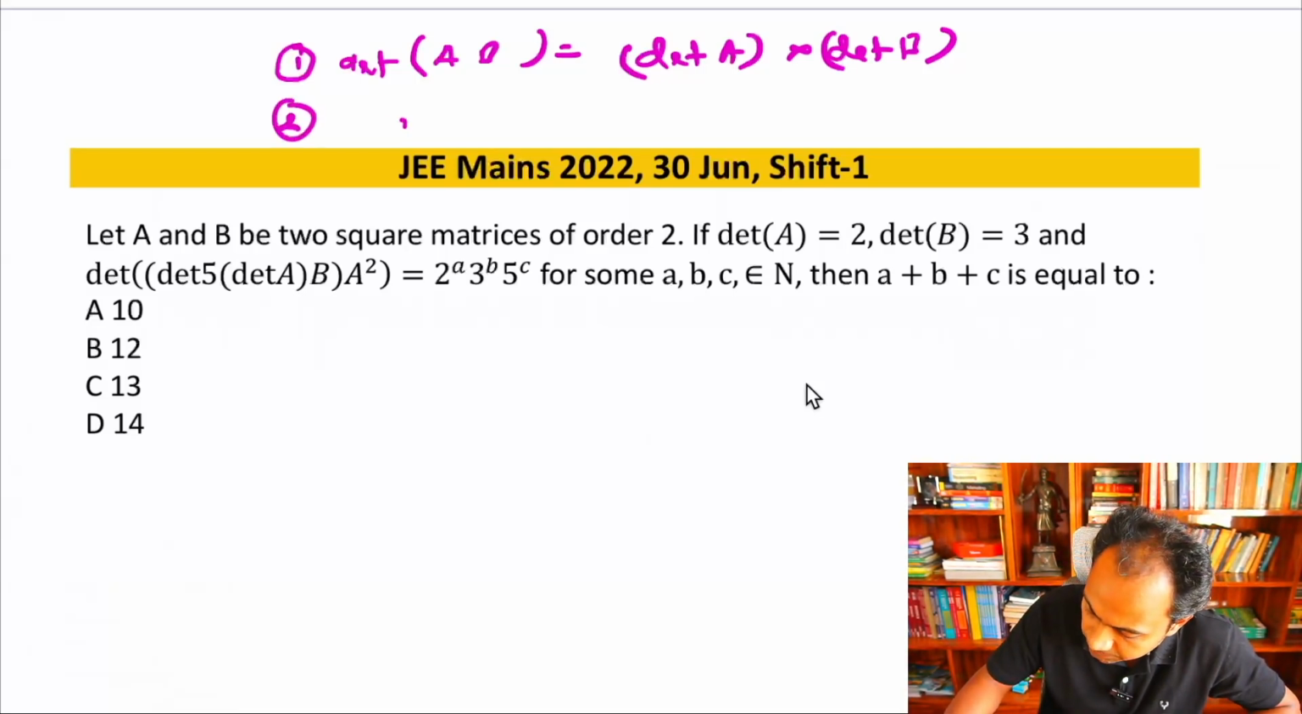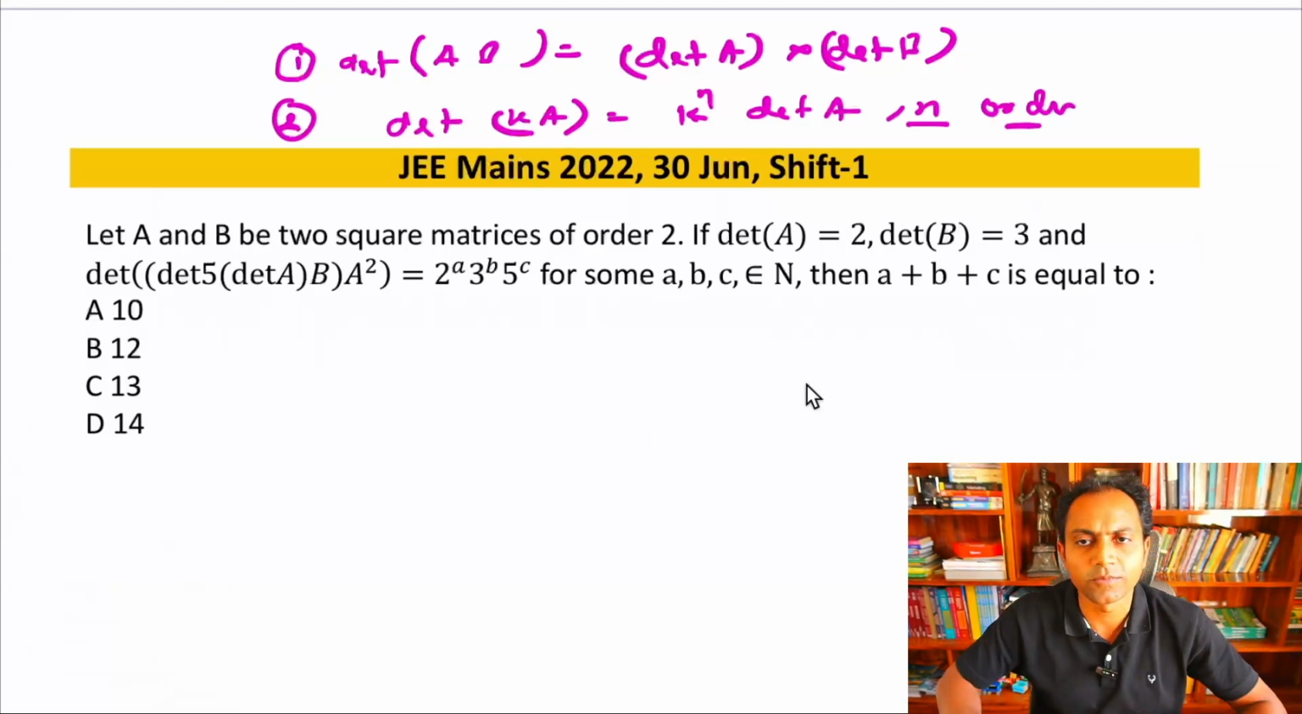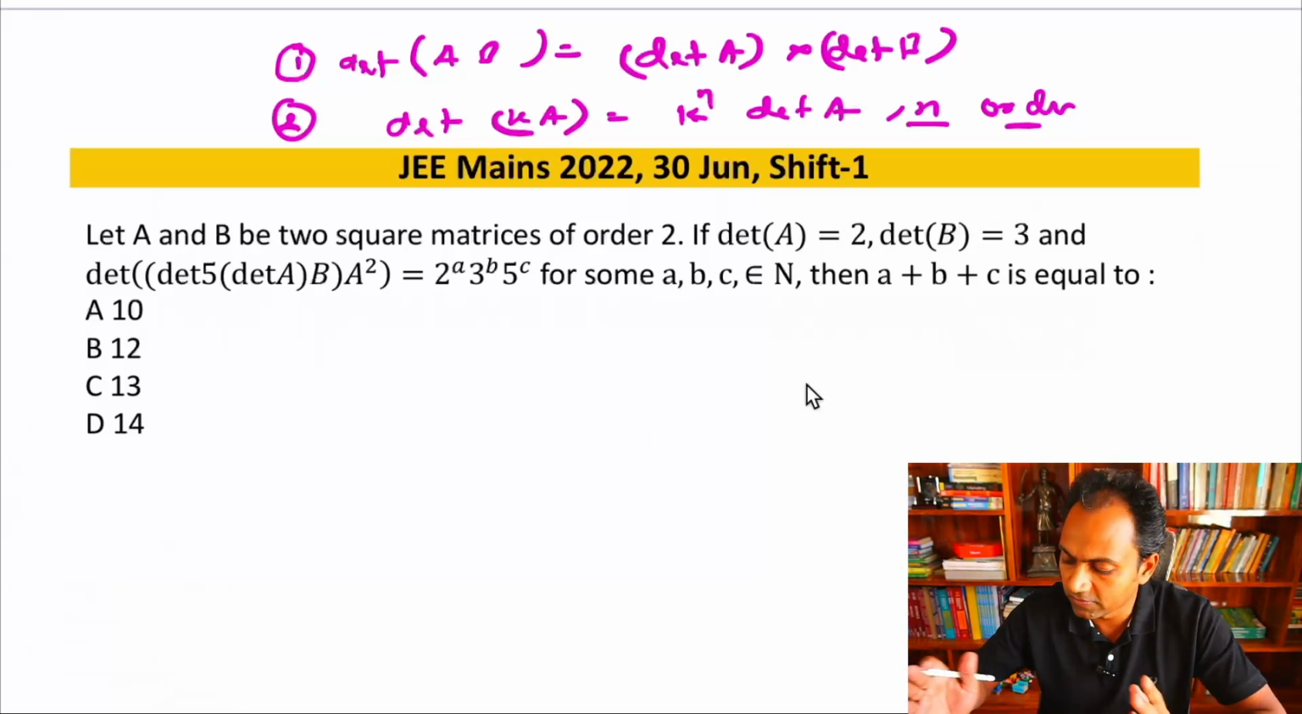Another thing is, if you have got the determinant of K times matrix A, then what will happen? This will become K raised to the power N into determinant of A, where N is nothing but the order of the matrix. Now this is very important to understand because this is going to be used in questions in a very vivid manner.